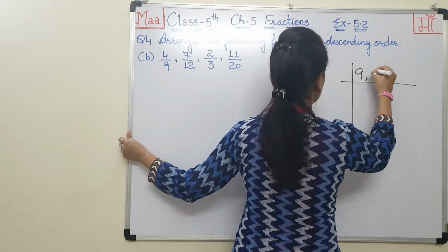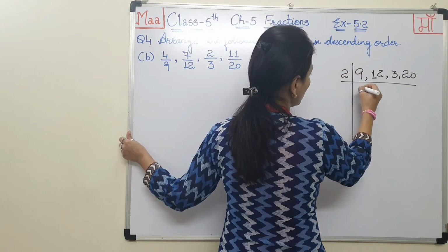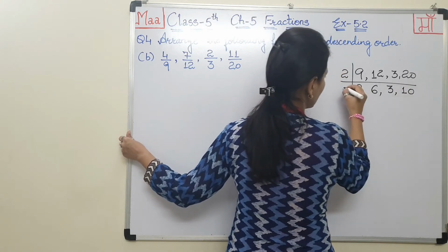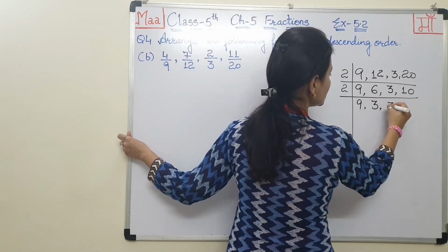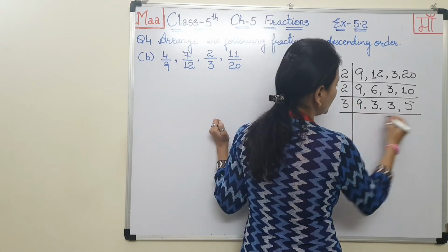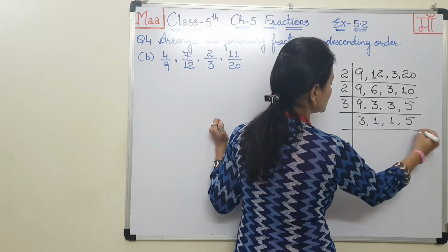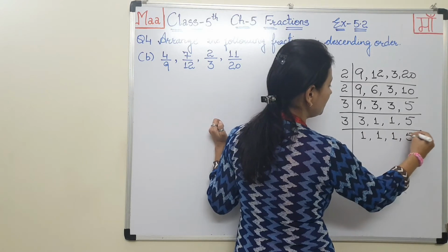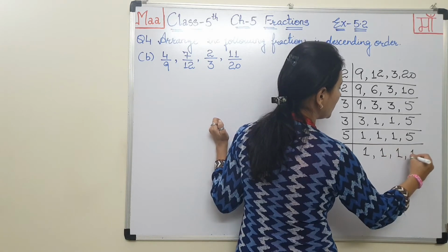So denominators are 9, 12, 3 and 20. So by the table of 2, 9 as it is, 2 6s are 12, 3 as it is, and 2 10s are 20. Again by the table of 2, so 9 as it is, 2 3s are 6, 3 as it is, and 2 5s are 10. Now by the table of 3, so 3 3s are 9, 3 1s are 3, 3 1s are 3, and 5 as it is. Again by the table of 3, 3 1s are 3, 1 as it is, 1 as it is, and 5 as it is. Now by the table of 5, so 1, 1, 1, 1.